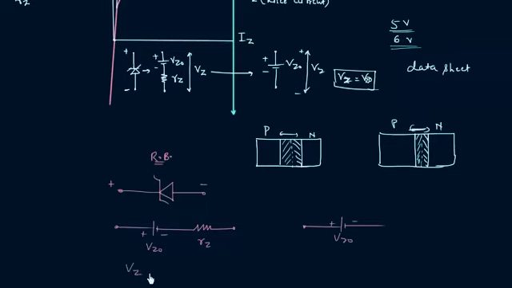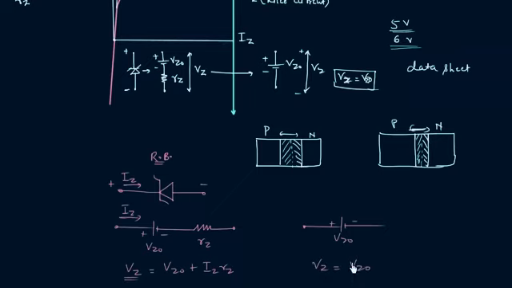In this case, VZ is equal to VZ0 plus the current IZ RZ. This is the value of VZ. In this symbol also I will represent the current IZ. This is the direction of the current IZ, because this is the reverse bias current. And in this case, when we neglect the RZ, VZ is simply equal to VZ0.